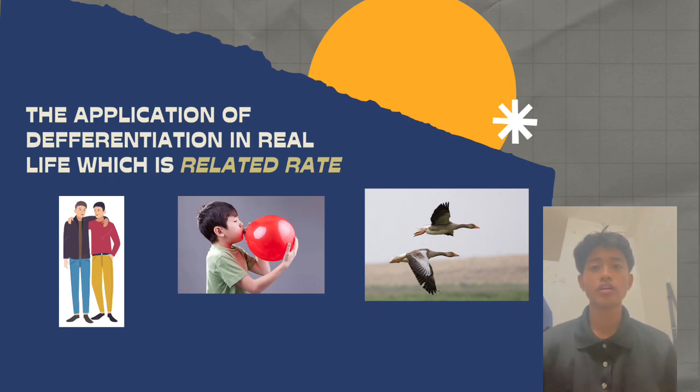The application of differentiation in real life, which is related rates, like two people. Number 2 is the boy blowing up the balloon. Number 3 is any animal.